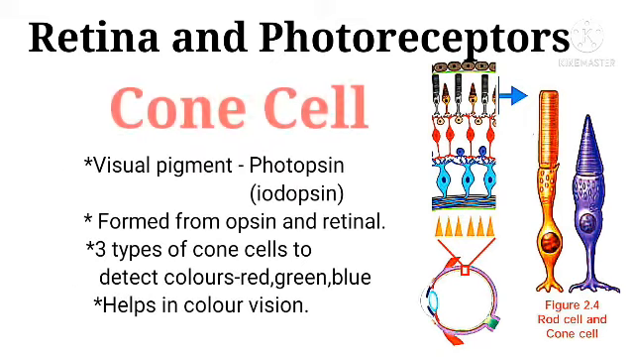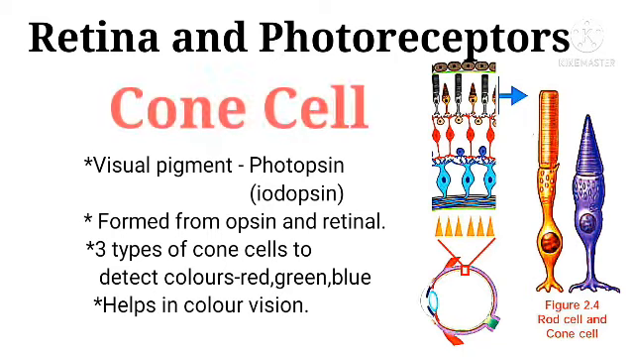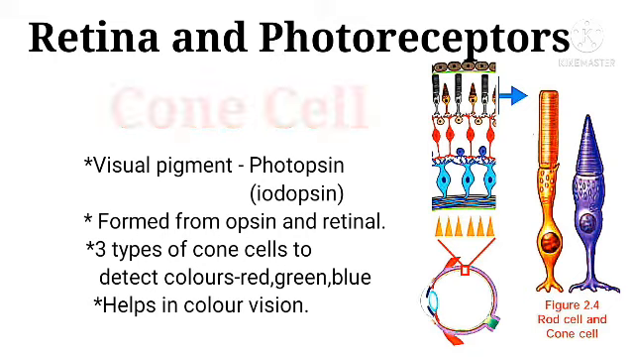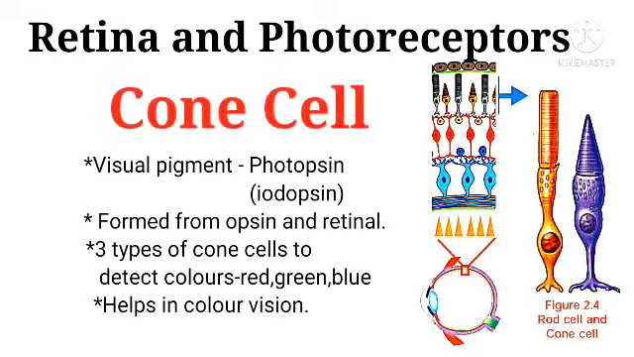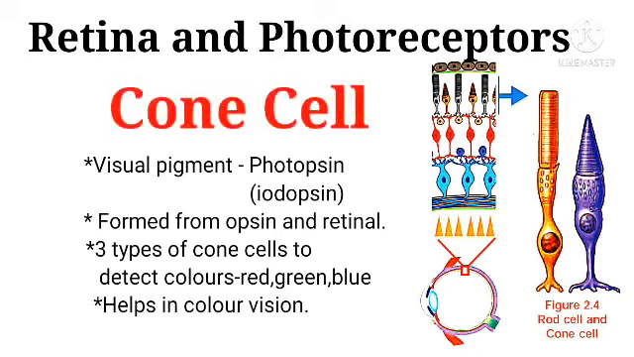The pigment present in cone cells is known as photopsin. Photopsin is also known as iodopsin. This pigment is also formed of opsin and retinal. There are 3 types of cone cells in our eyes that help to detect primary colors including red, green and blue. Cone cells help in color vision.